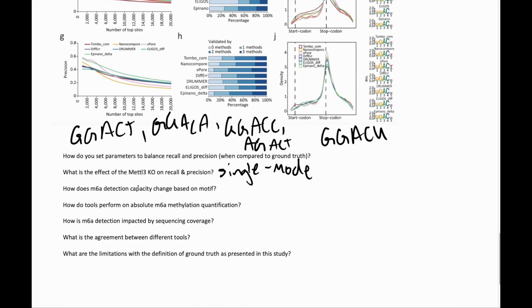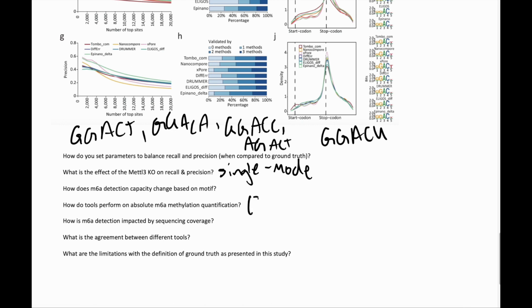How does m6a detection capacity change based on motif? As I mentioned, there were these 4 dominant motifs, but there's more discussion and analysis on exactly what is mediating those changes. How do tools perform on absolute m6a methylation quantification? So ultimately, what all of these tools are calculating is a particular quantity that is a percentage suggestion for how likely it is that a particular site is m6a methylated, as opposed to an absolute quantification of m6a methylation at a site.